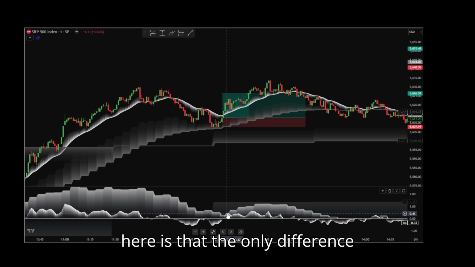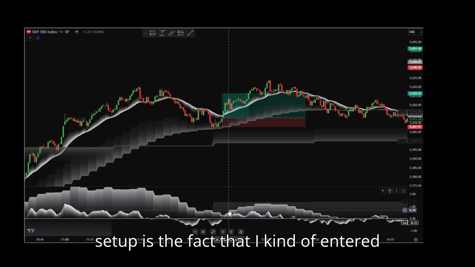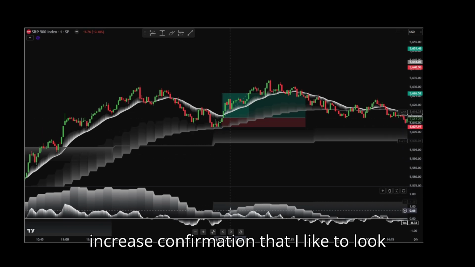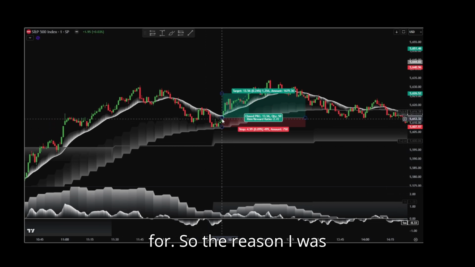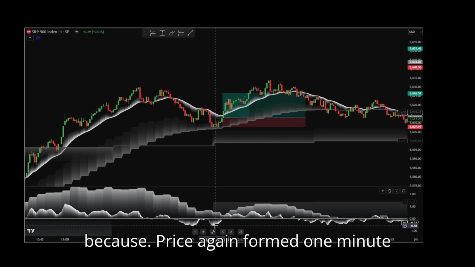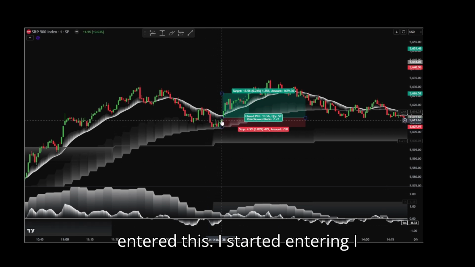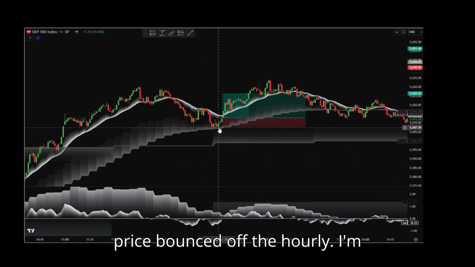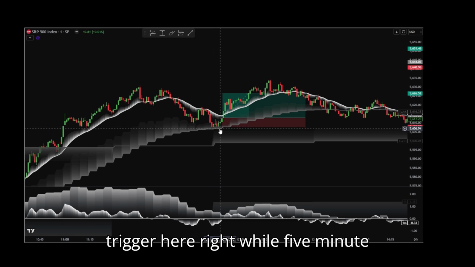The only difference I would rather have had with this setup is that I kind of entered without having the 5 minute velocity increase confirmation that I like to look for. The reason I was confident in entering this early is because price again formed 1 minute divergences here. I started entering, I believe, this candle here just because price bounced off the 5 minute trigger here, right?